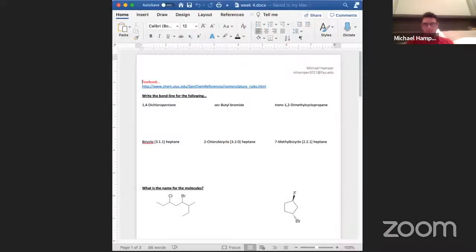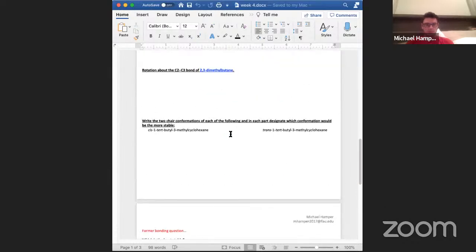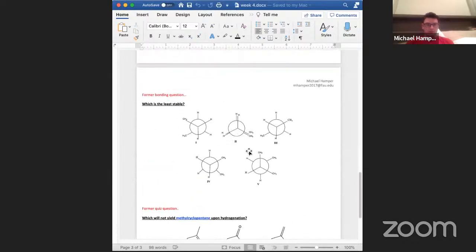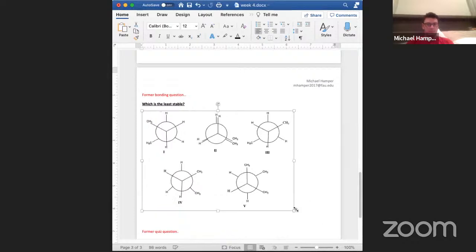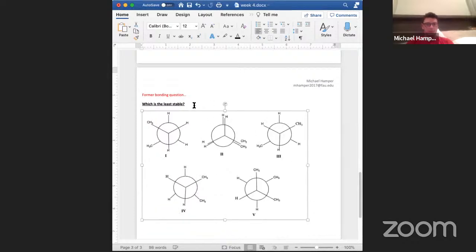So let me switch docs. Right. So here's a good example. You've probably seen this come up on your Orgo bond assignment. I've seen this come up almost every semester.